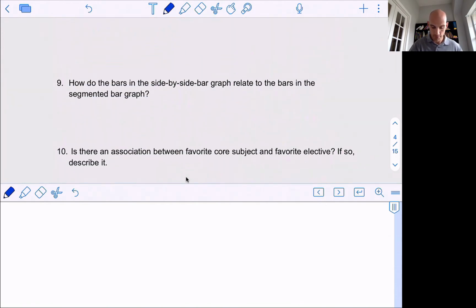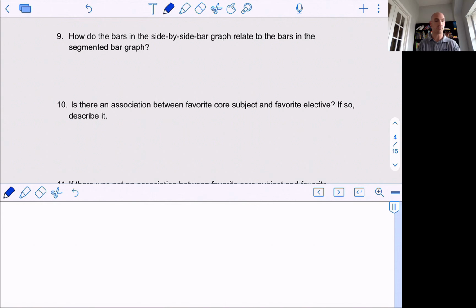As we continue to go through, let's think about these questions here for just a second. How do the bars in the side-by-side bar graph relate to the bars in the segmented bar graph? Well, the side-by-side bars just literally get stacked on top of one another to get that segmented bar graph, right? So as high as the bars are, they get stacked on top of one another. They make the different heights and they go up to 100%. So is there an association between favorite core subject and favorite elective? If so, describe it.